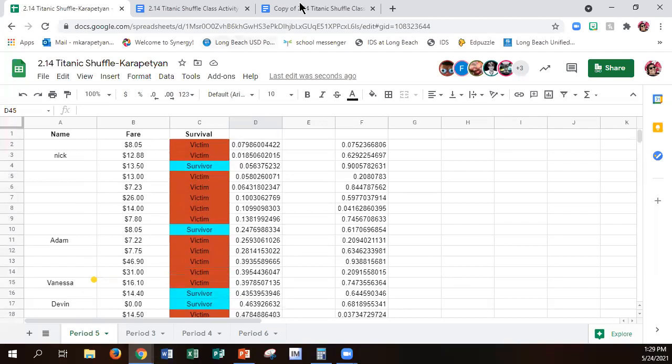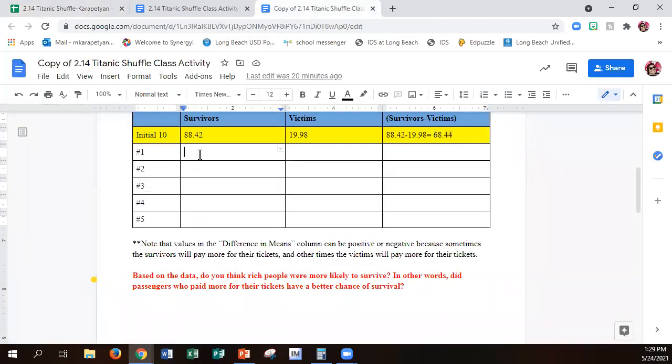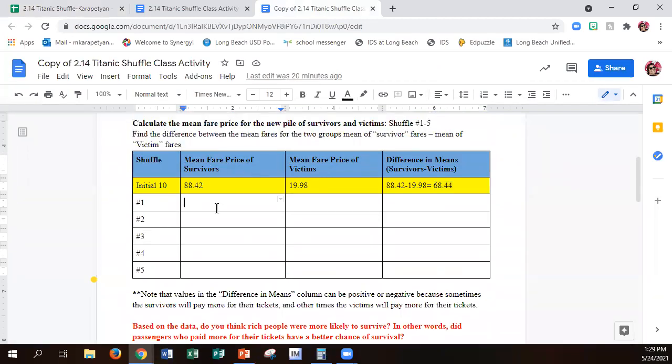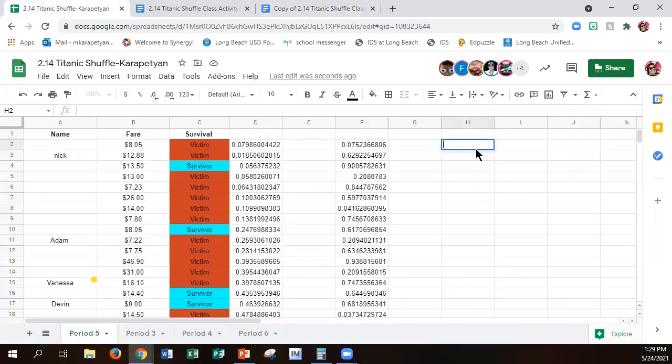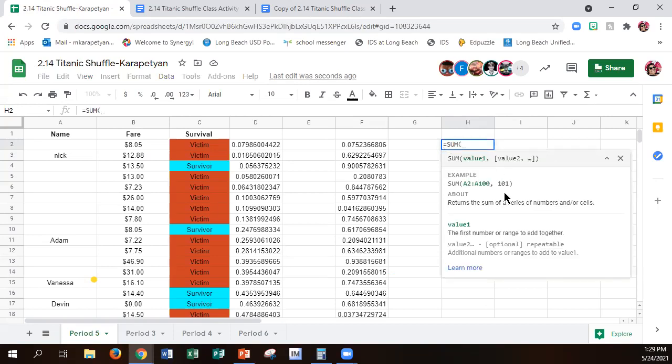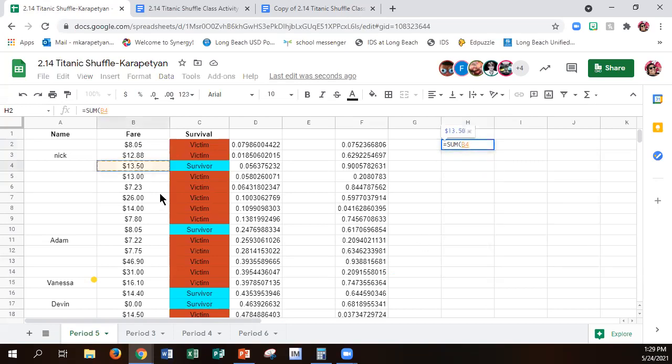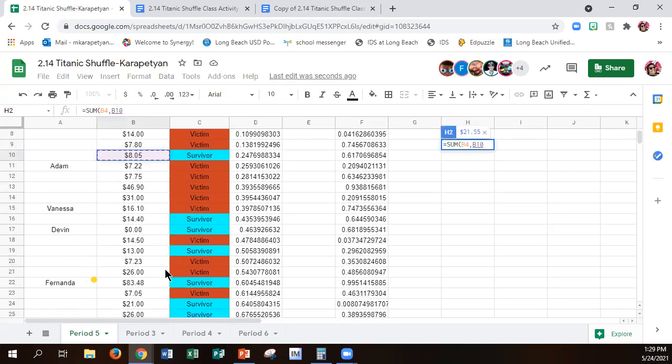So what we want to do is calculate the mean fair price of the survivors and the victims. Remember me telling you that there's like 15 survivors and 25 victims, and it's going to be hard for you guys to calculate it. Well, that's where Sheets is going to come in to help us. So in our sheets, I'm going to calculate the means for you, and you guys are going to calculate the differences. So I'm going to use the sum function here, and you'll learn a little trick here too. And then I'm just going to select all of my survivors, which is another reason why I color coded.